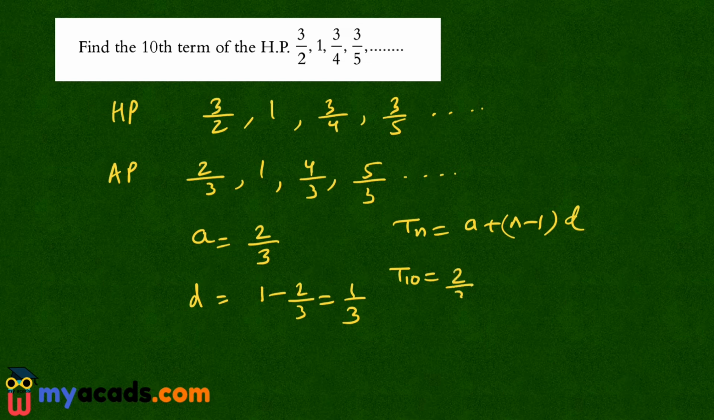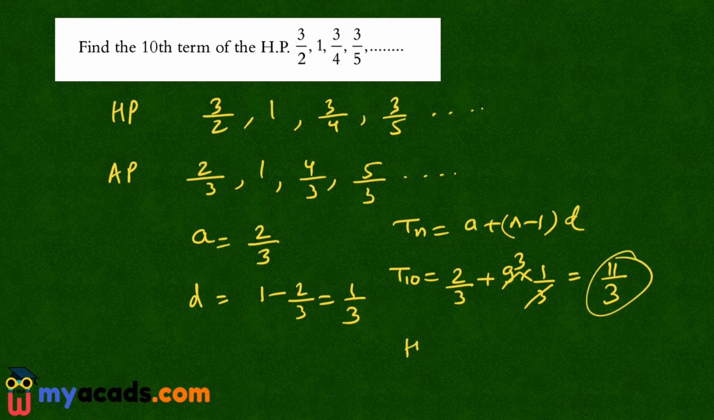A is 2 by 3, plus 9 into D. D is 1 by 3. So this is 3. So my 10th term is 9 plus 2, 11 by 3. So this is my 10th term of AP. So my 10th term of HP will be the reciprocal of this. So my 10th term of HP is 3 by 11. 3 by 11 is the answer.